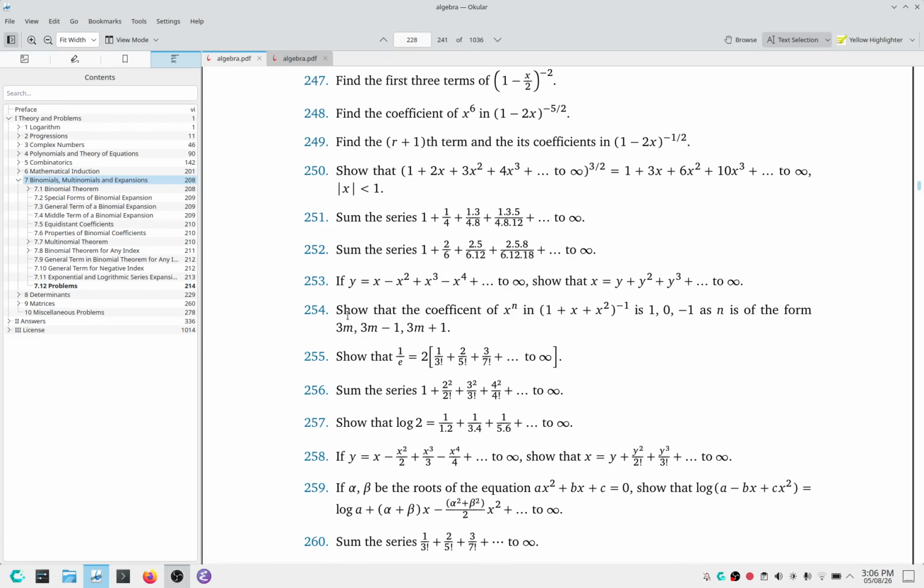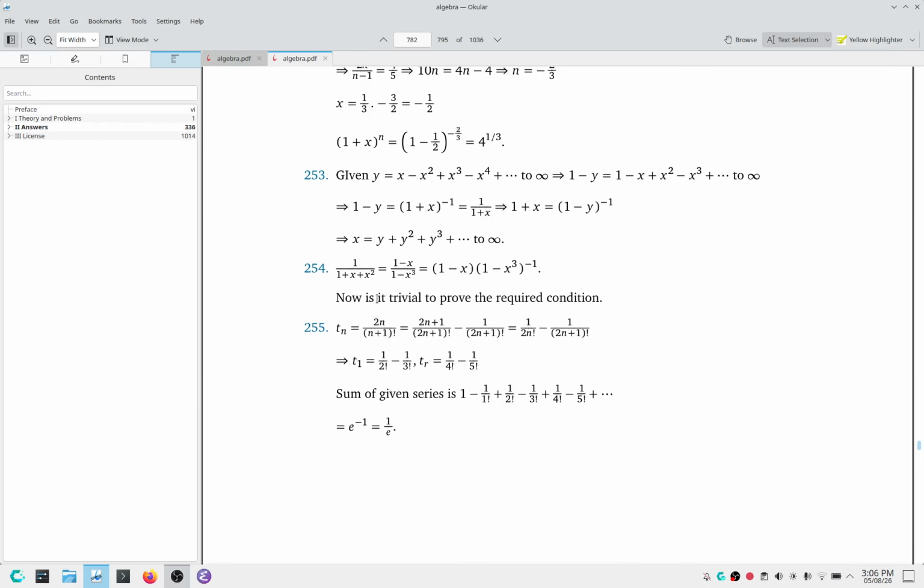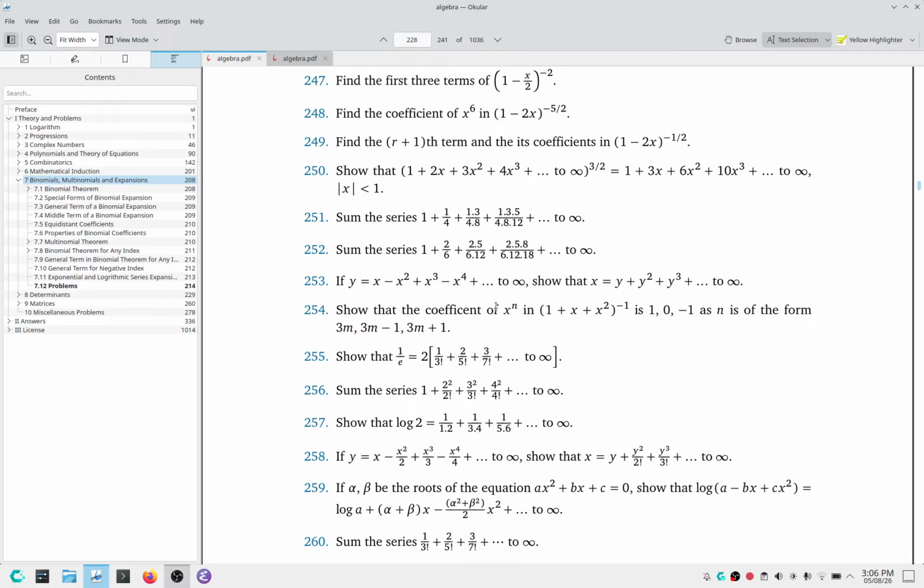Question 254 says that show that the quotient of x to the power n in (1 plus x square) to the power minus 1 is 1, 0, minus 1 as n is of the form 3m, 3m minus 1, 3m plus 1. So we can write that 1 upon 1 plus x square is equal to 1 minus x upon 1 minus x cube, which is equal to (1 minus x) times (1 minus x cube) to the power minus 1. Now it is trivial to prove what we need.